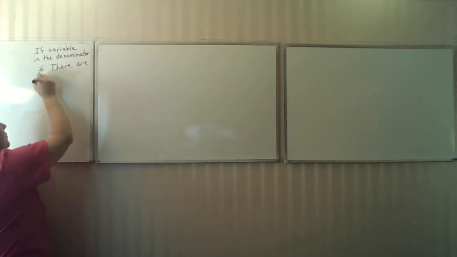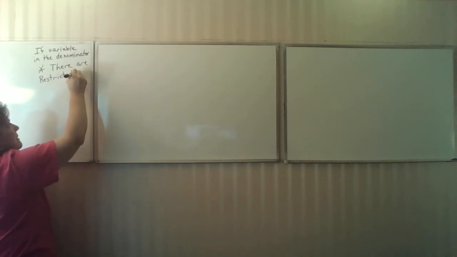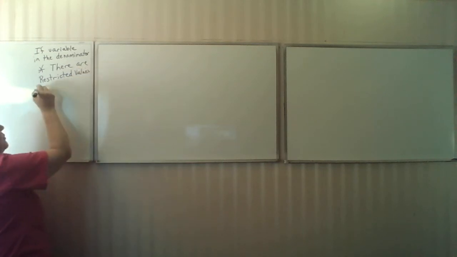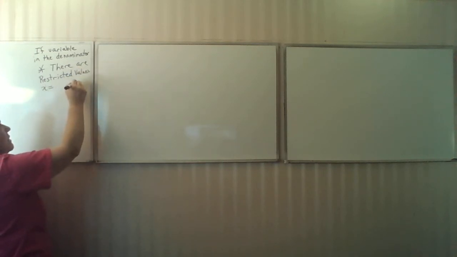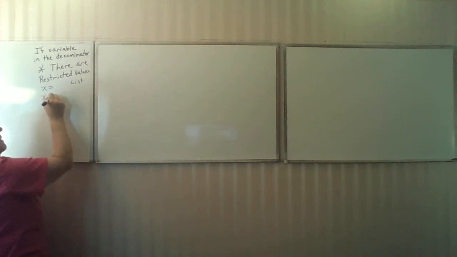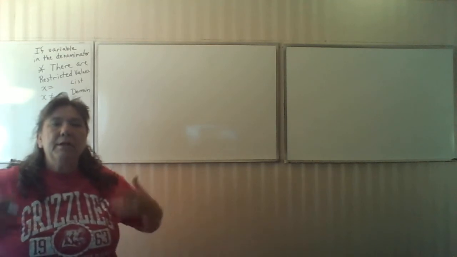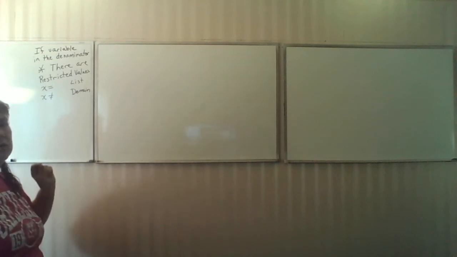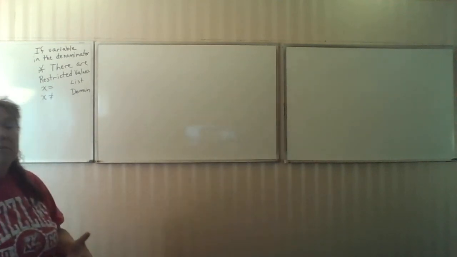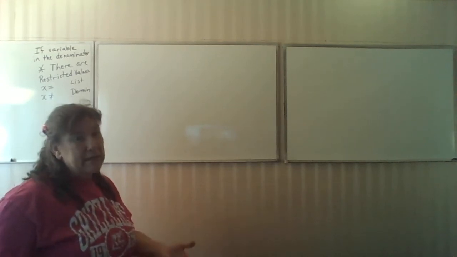are restricted values. You must list these restricted values. If you do it in the x equal form, this is the list. If you do it in the x does not equal form, this is what we call domain form. In other words, it's what is permitted to be used in that particular equation. So either list form or domain form. I really don't care which way you use it, but you must list the restricted values first. I always say do that first because otherwise you forget to do it, or at least I do.